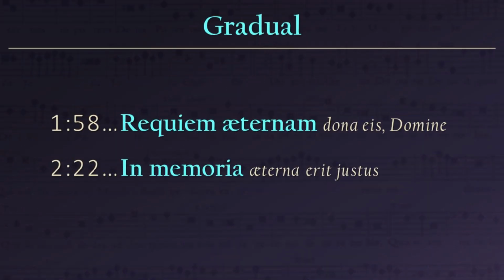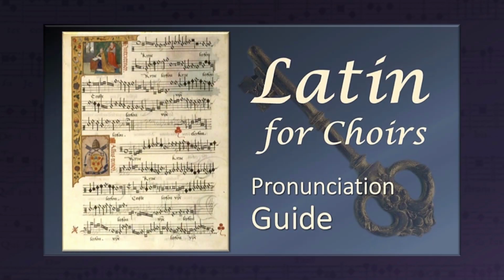The Gradual is in two sections. Each section is titled according to the incipit, that is, according to the first word or two of each section or verse. I've put the timestamps where each section begins. This way you can jump ahead to wherever you need to be. And if you want to dig deeper into the pronunciation, check out my guide to Italian and Ecclesiastical Latin, which is the pronunciation I use in all my videos.